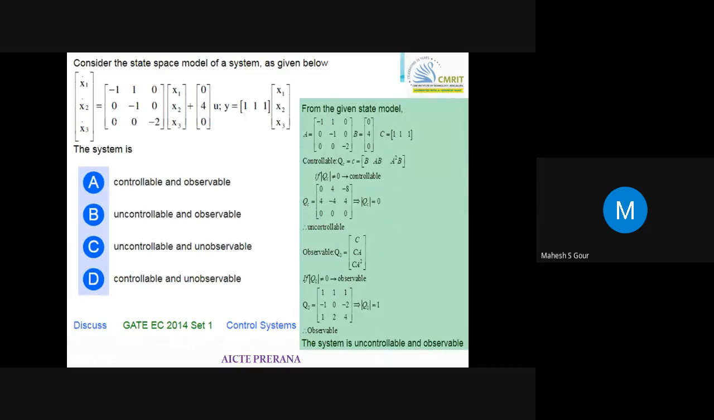So next, what is given? They have asked whether the system is controllable or observable. For controllability, I have given the formula as B, AB, and A square B. For observability, it will be C, CA, and CA square.